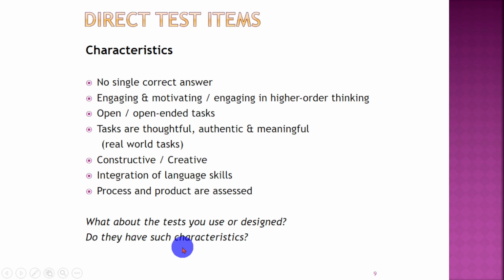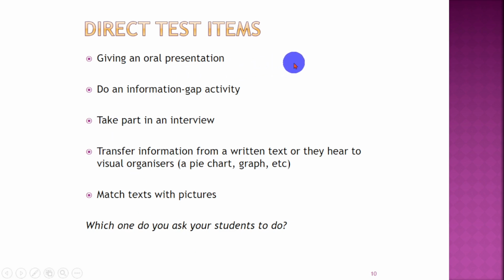So these are the different types of tests we mostly use. Direct types include giving an oral presentation, doing an information gap activity, and taking part in an interview. Transferring information from written text to a visual organizer such as a pie chart or graph are direct test items. Matching text with a picture is also a direct test. Please explain.